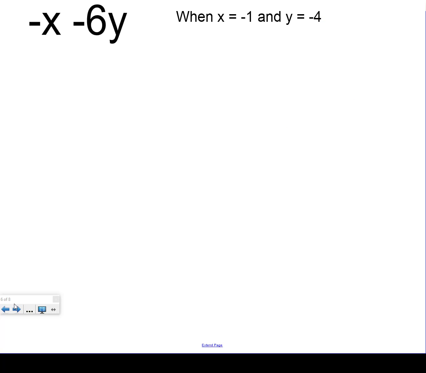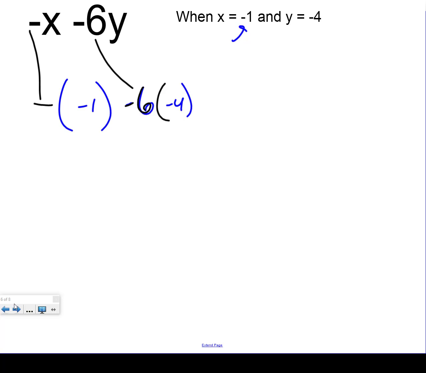Again, there's a negative in front of the x, so no matter what comes in here, the negative in front of that x has to stay there. So here is negative. My x is -1 minus 6 times y, which is -4. So notice that the black parts come from the problem and the blue came from the x and the y.